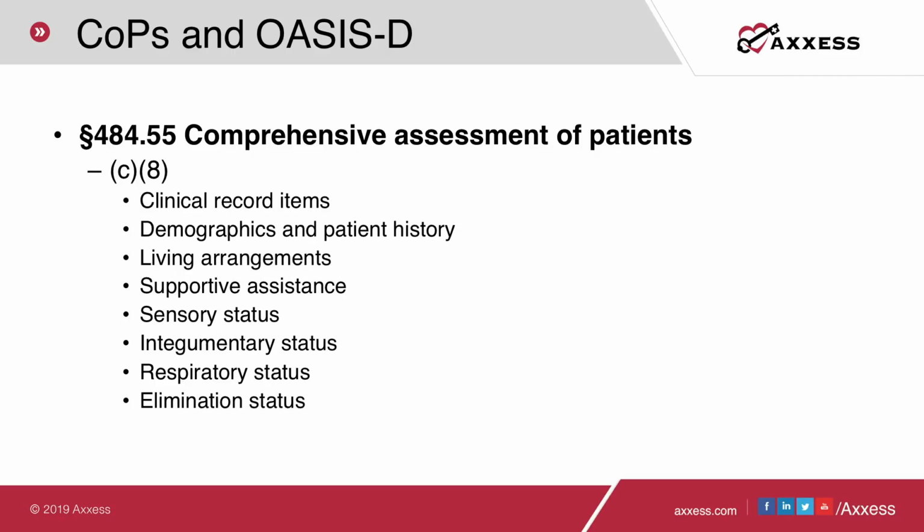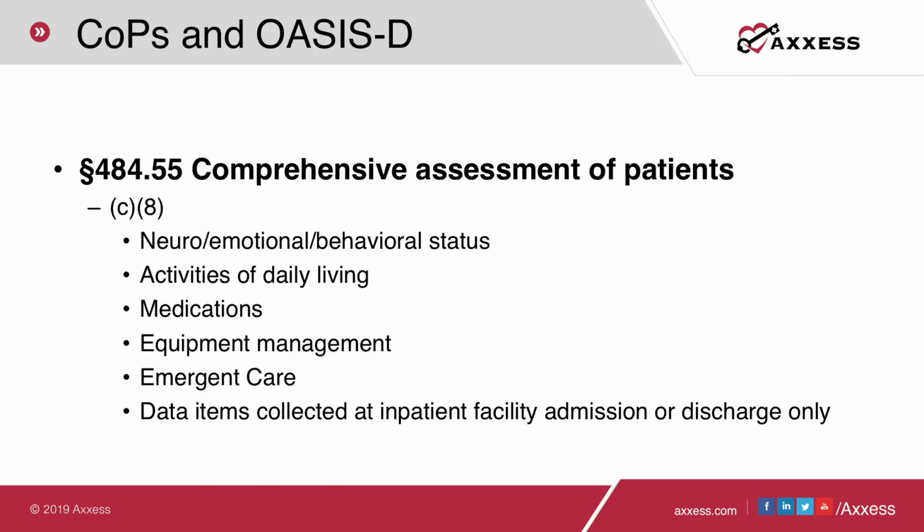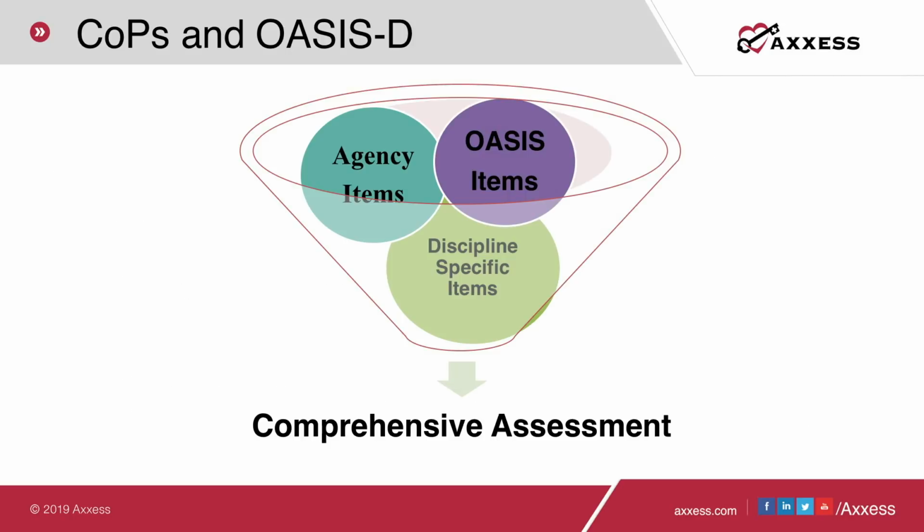It must include the clinical record items, the demographics and the patient's history, the living arrangements for the patient, the supportive assistant status, the sensory status, integumentary status, respiratory status, elimination status, neuro, emotional, and behavioral status, their activities of daily living, the medications, the equipment management, emergent care, and then data items that are collected at inpatient facility admission or discharge only. So again, all of that just to say, remember your agency items, the Oasis items, and then discipline-specific items are what makes up this comprehensive assessment.